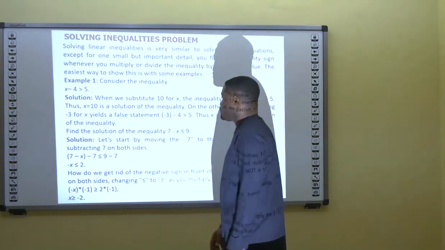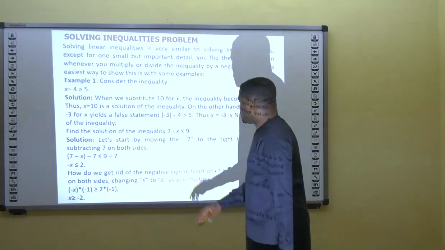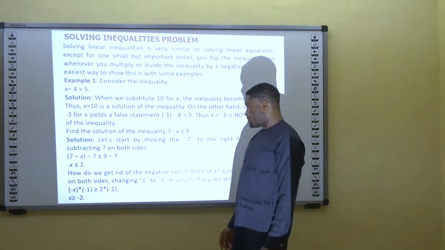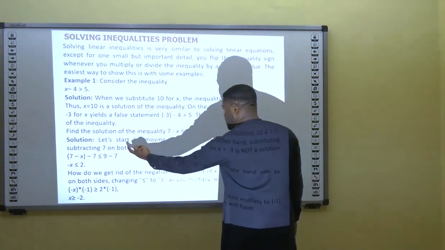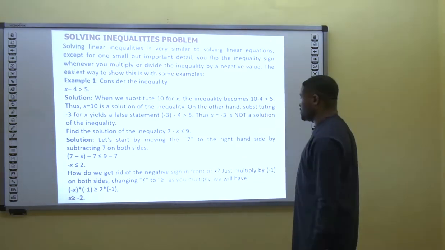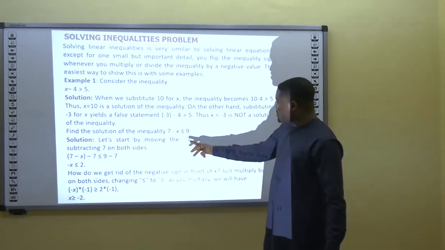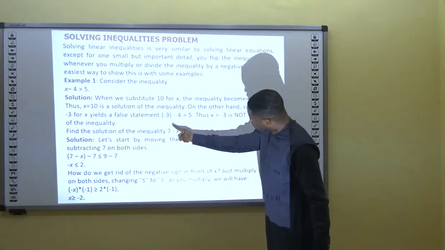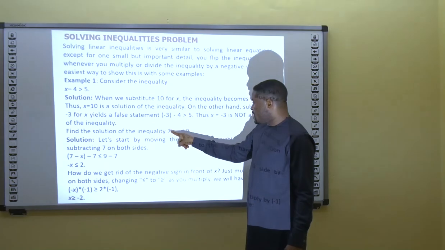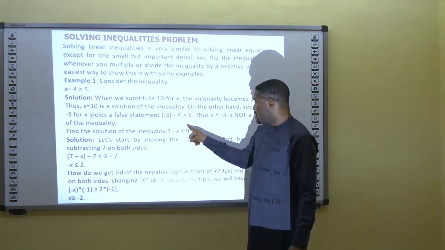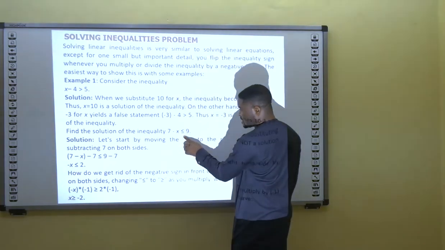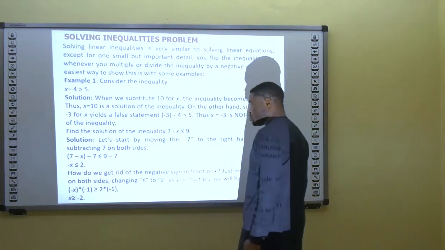Like in this case, you say find the solution of the inequality where 7 minus x is less than or equal to 9. So solution, let's start by moving the 7 to the right hand side. When you try to move 7 to the right hand side, as it crosses this side, it changes to a negative. So we now have 9 minus 7, where we still have our minus x is less than or equal to 2.